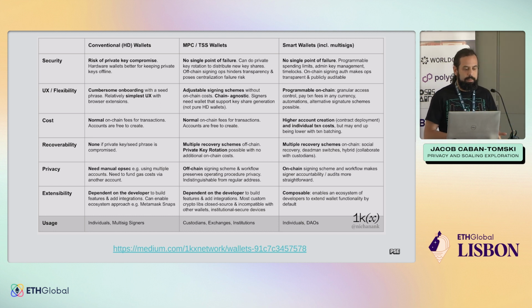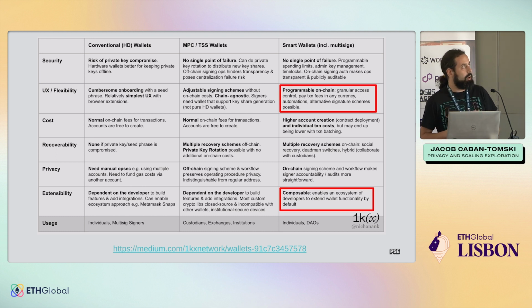I'm not going to go in depth into this, but I really want to focus in on 2 advantages that smart contract wallets have, which is their ability to be programmed on chain, and also the composability of the different things that you can use inside of those.